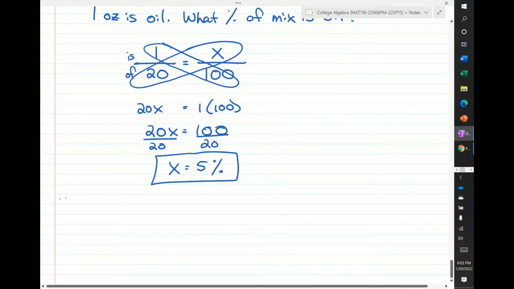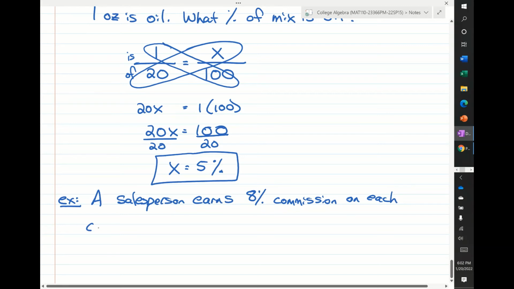Let's come at this another way. Let's say a salesperson earns 8% commission on each car sold. What is their commission on a $23,000 car?